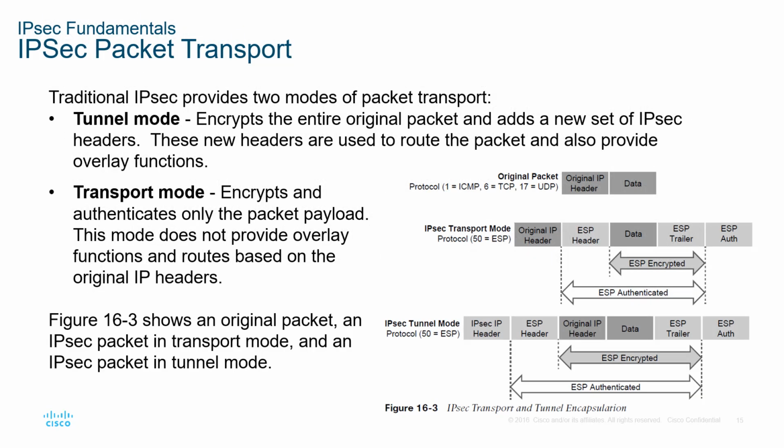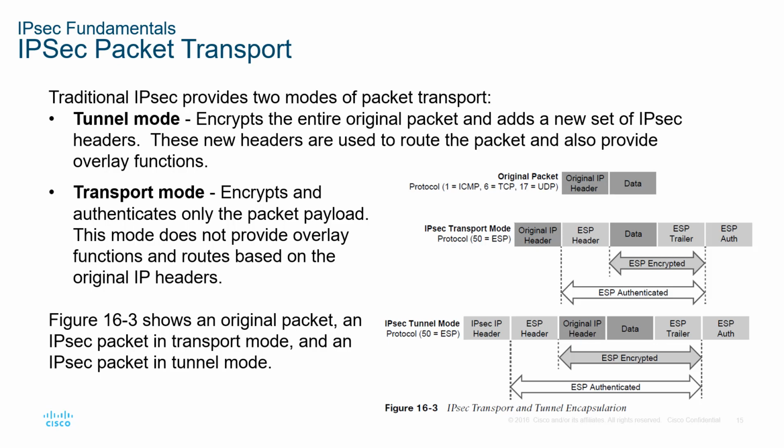And we have a few other portions. We can also do our different traditional modes. We have a tunnel mode and we have a transport mode. Our tunnel mode will encrypt the entire original packet and add a new set of IPsec headers. These new headers are used to route the packet and also provide an overlay function. Our transport mode will encrypt and authenticate only the packet payload. This mode does not provide overlay function and routes based off the original IP header.